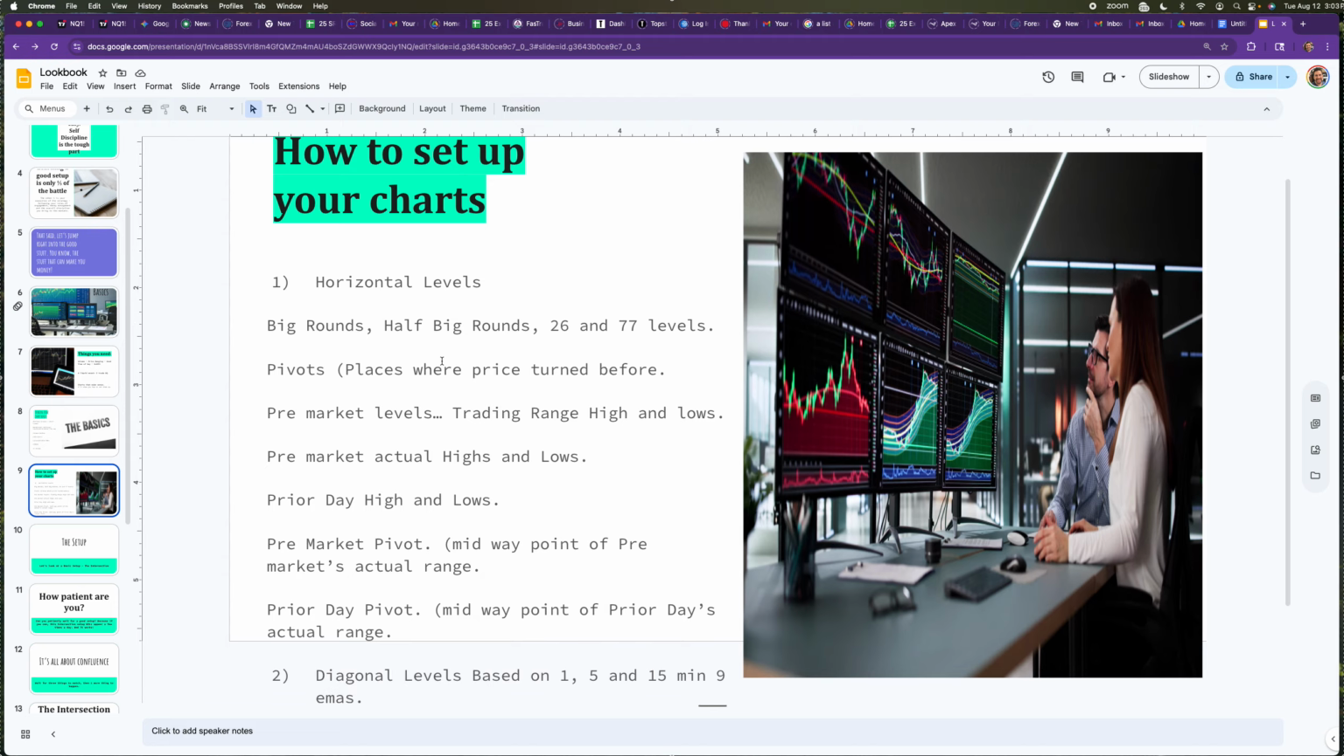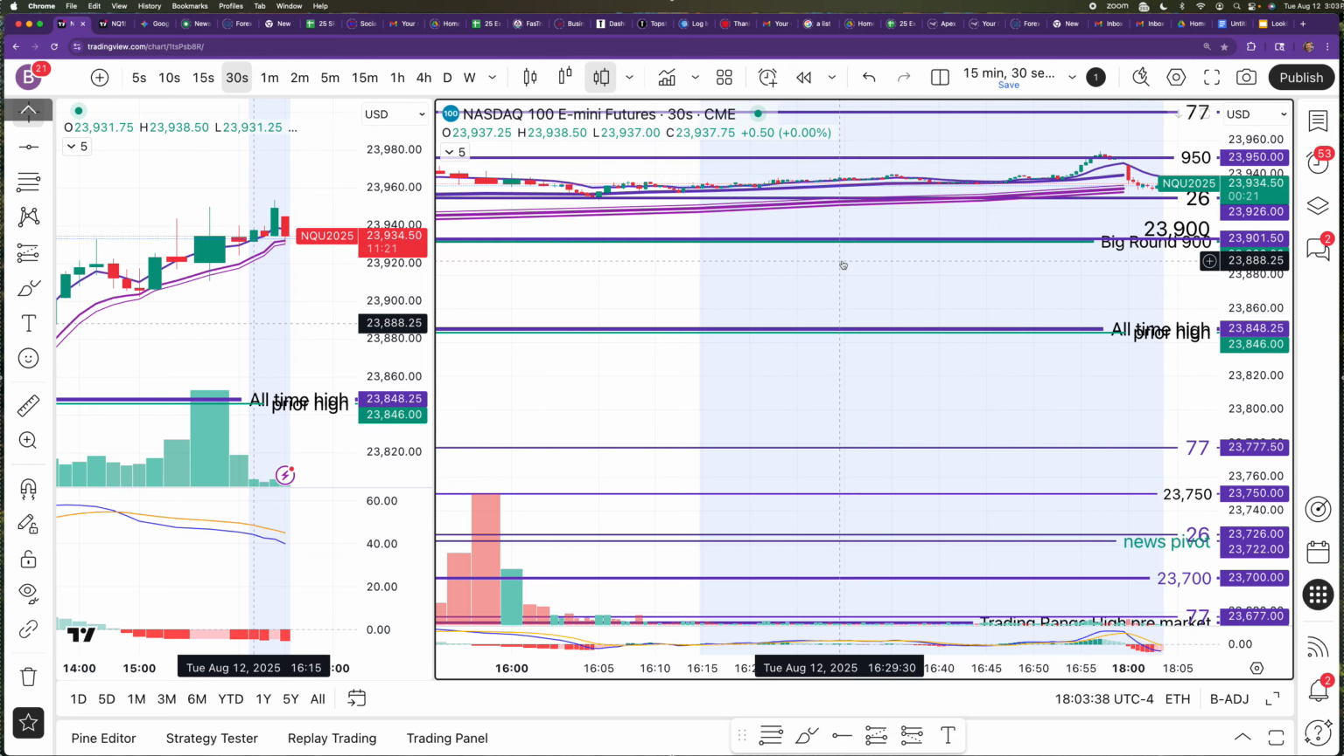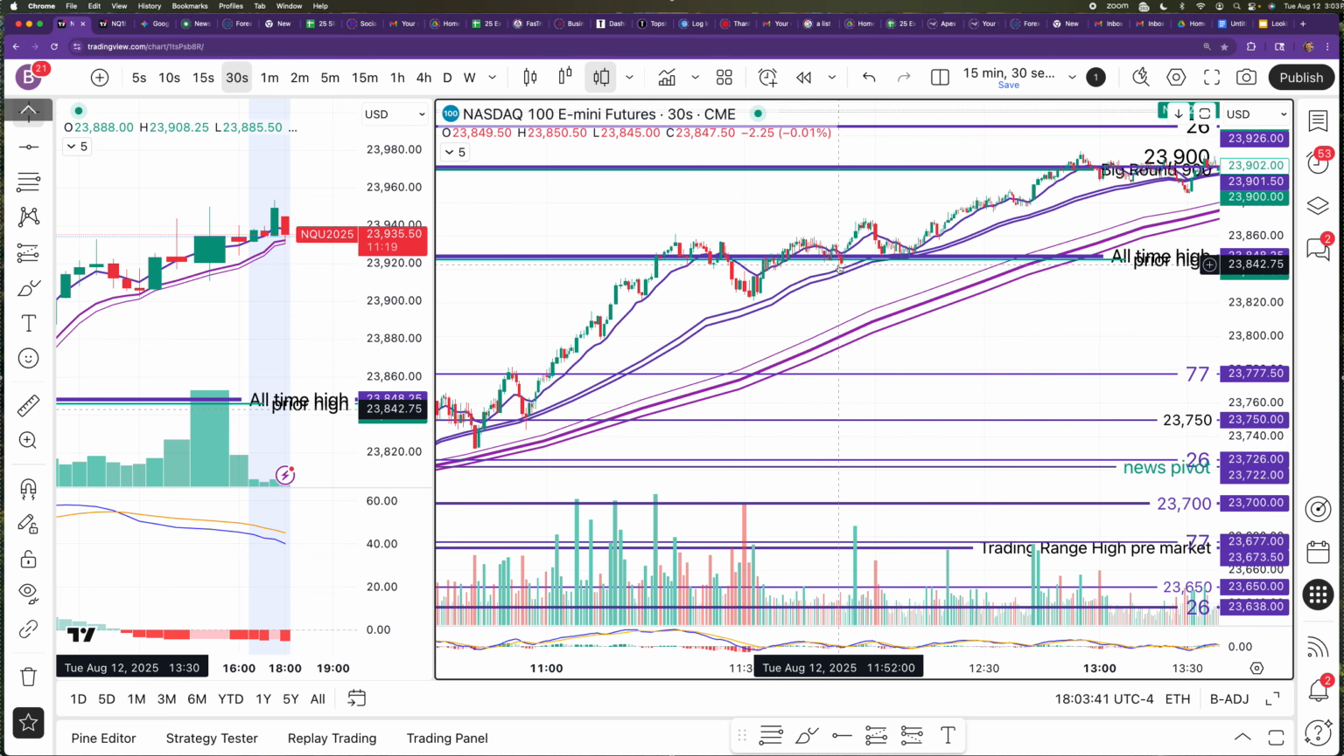All right. Pivots, places where price turned before. We had a great example of a pivot today in the market where price turned and trade setups occurred.